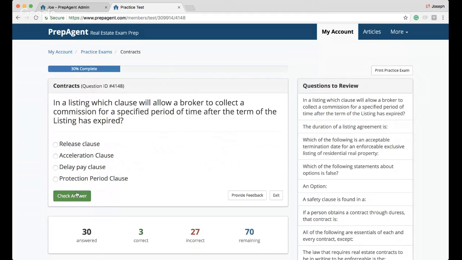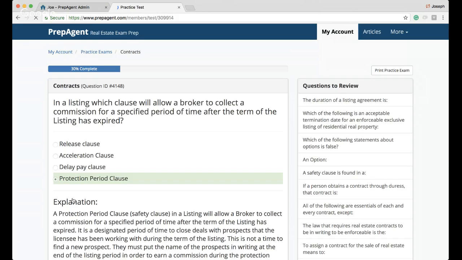Okay, and the answer here is protection period clause. So protection period clause, what's that? It's also known as a safety clause. A protection period clause is a time after the listing expires to close deals with buyers you were working with during the term of the listing. It is not a time to find a new buyer.